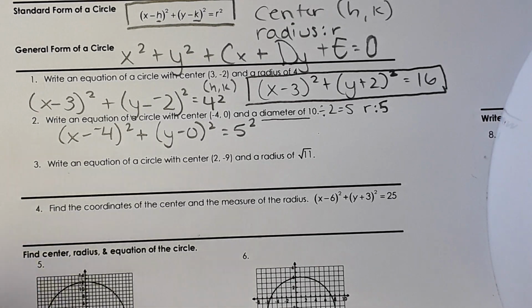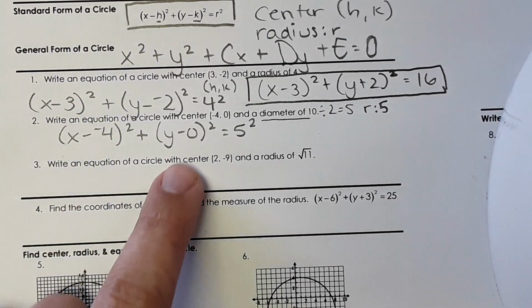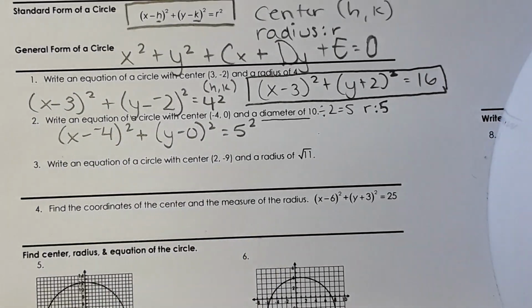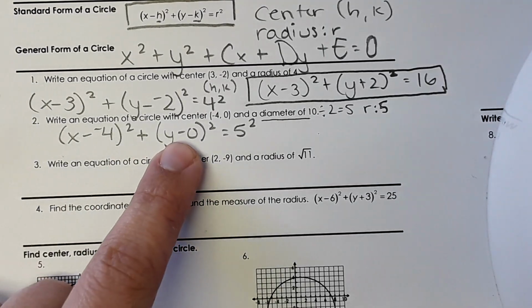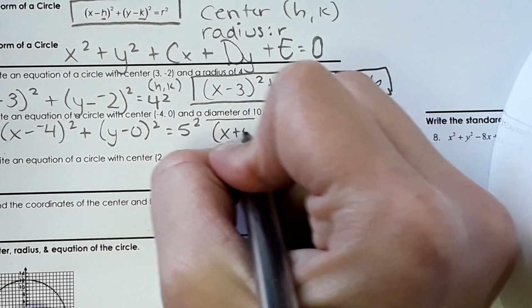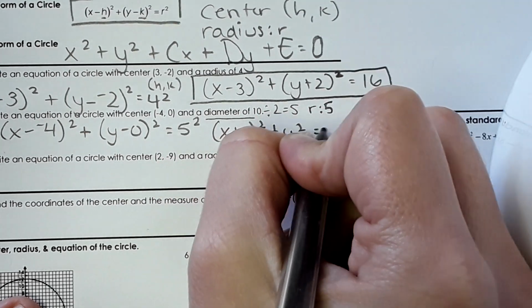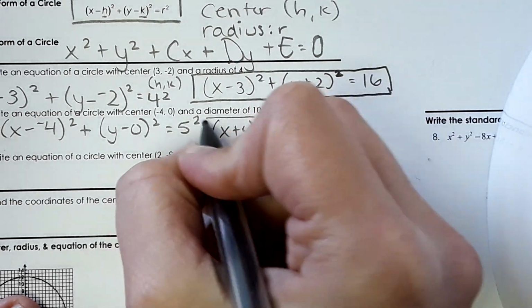Okay, so now we're going to clean it up. X minus -4 is just going to be x plus 4. And then y minus 0 is just y, so we're just going to say y squared here. So rewriting it over here: x plus 4 squared plus y squared equals 25.